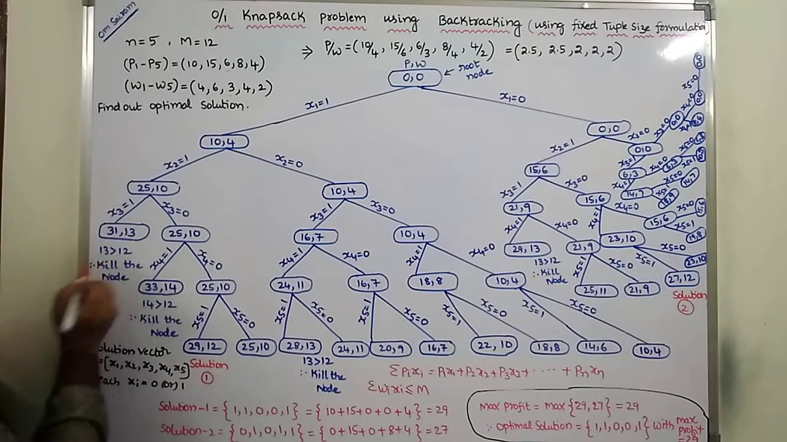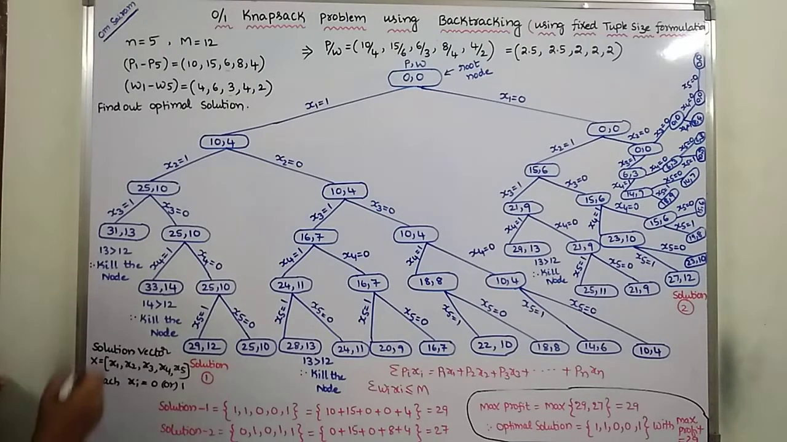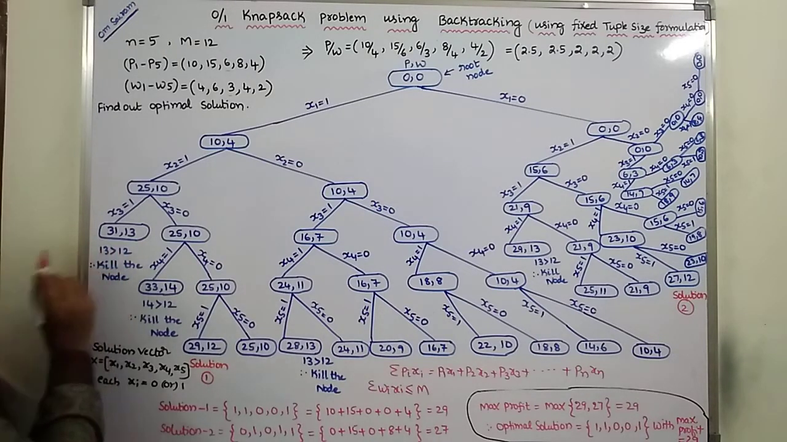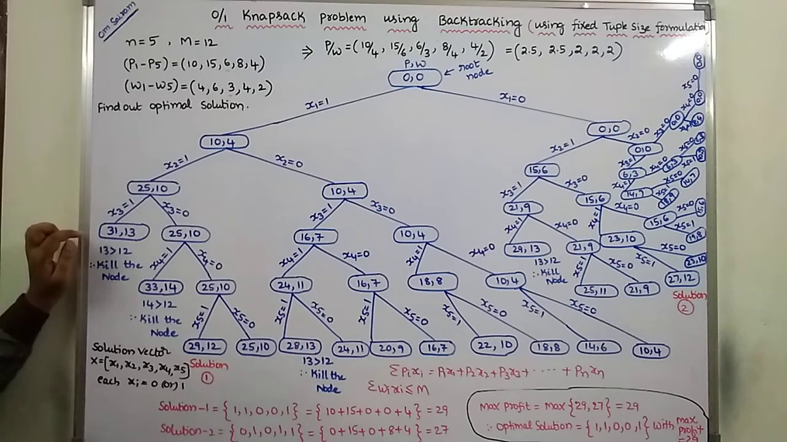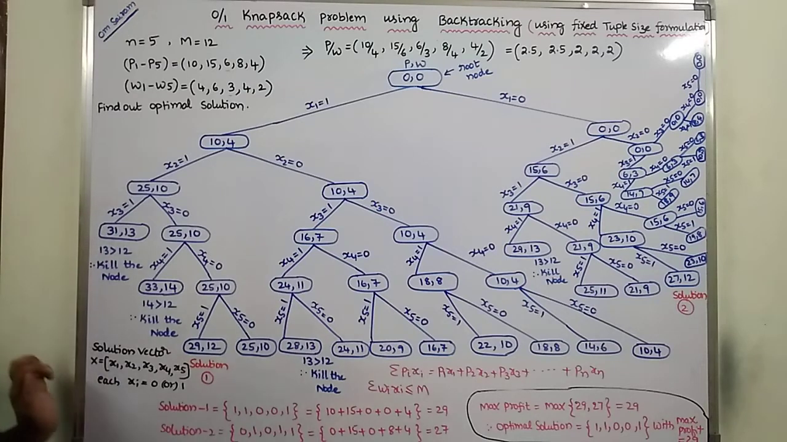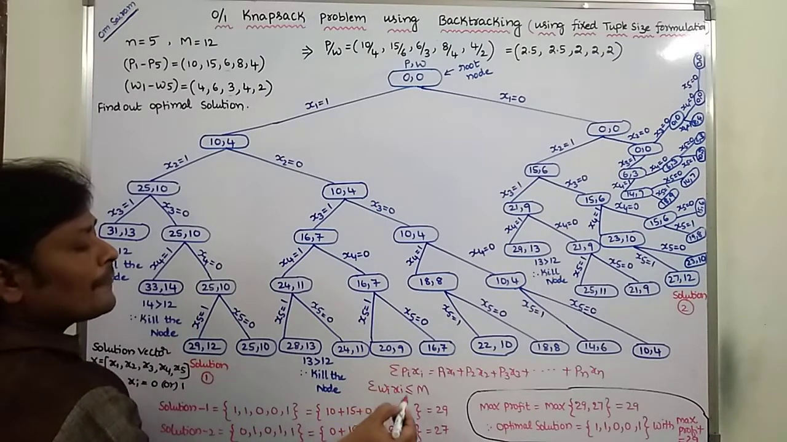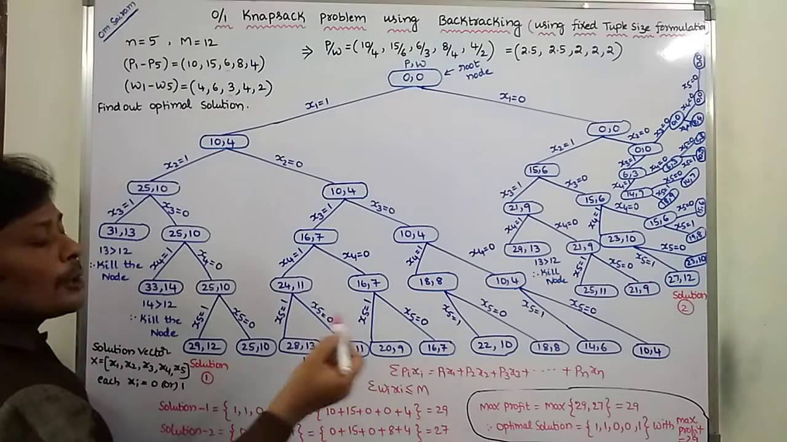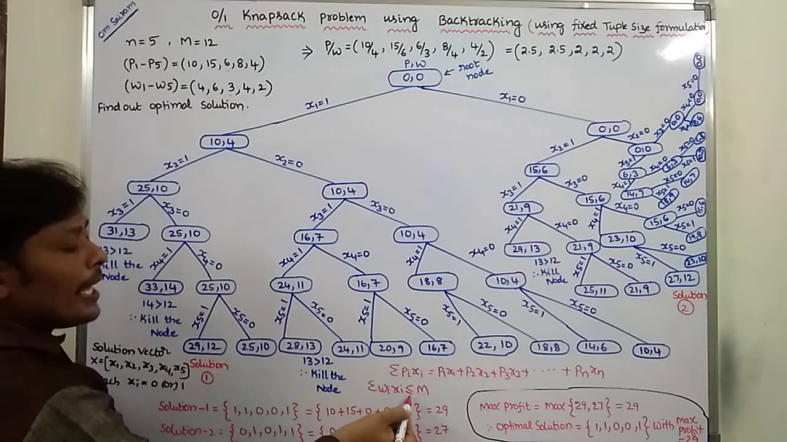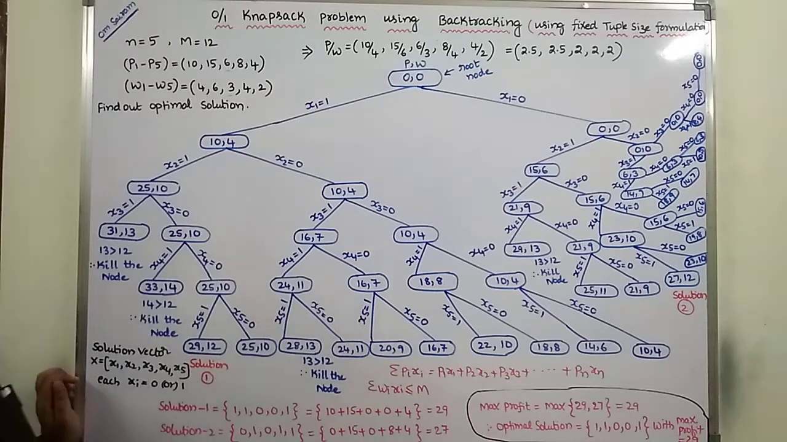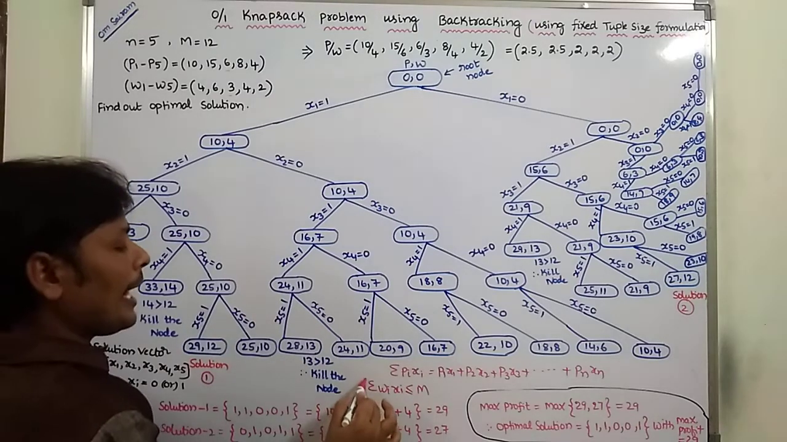So 13 is greater than 12. By using the bounding functions, we have to kill that node. So what is the condition? The sum of the weights of the objects that we have placed into the knapsack is less than or equal to the capacity of the knapsack.